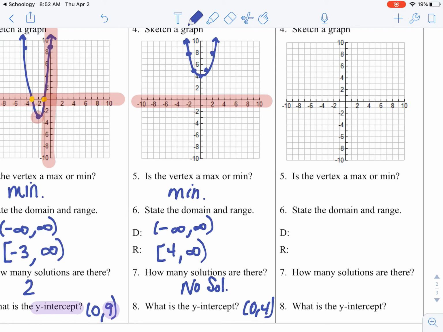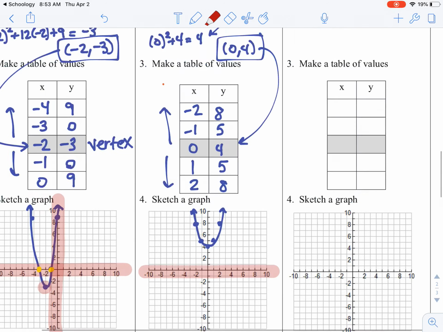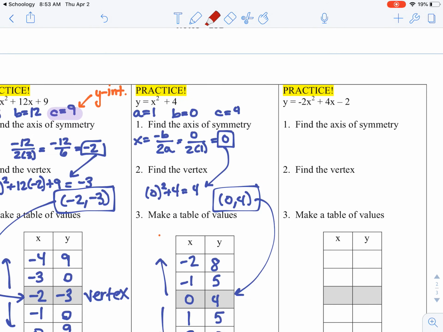But I would know that even without graphing because the y value, 4, if I look back at my original equation, is my c value.